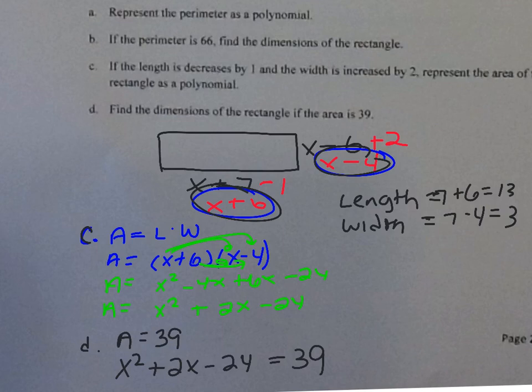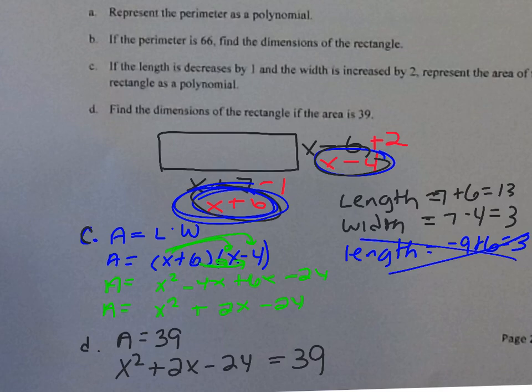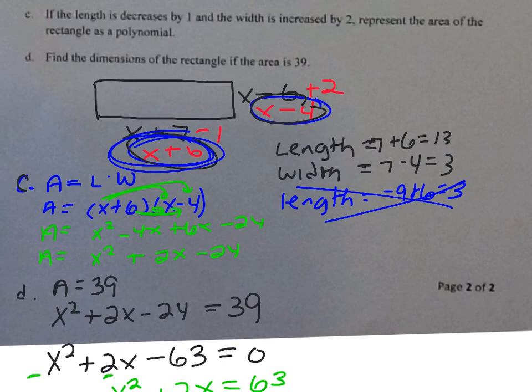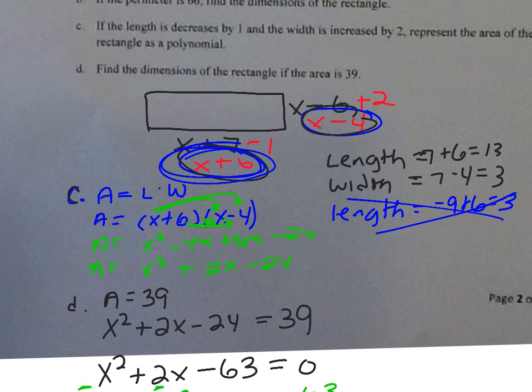Okay, so now I want to see if that other answer works. So length, remember that other answer that I had was negative 9. Negative 9 plus 6, when I plug it into this one here, nope, that doesn't work. I can't have a negative length. So we'll cross that off and cross this answer off because this answer doesn't work. Okay, so my dimensions then are 13 and 3 for the area.